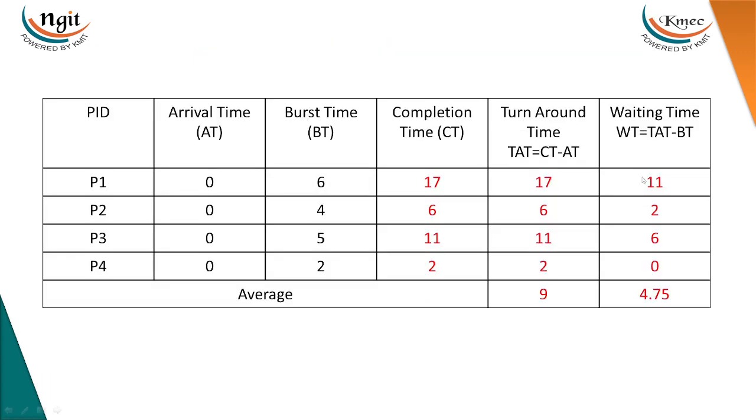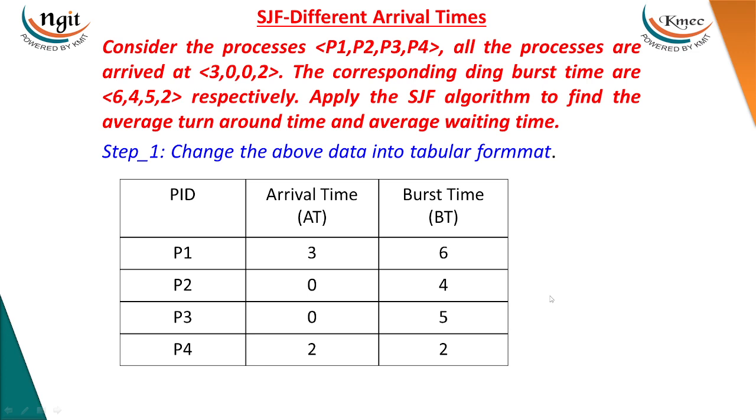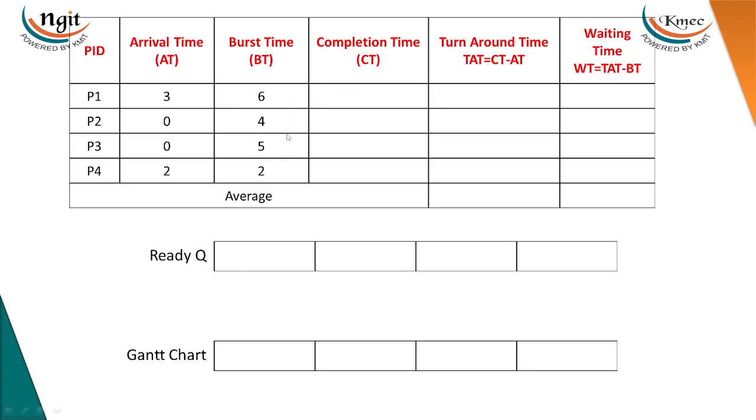Let us go for case 2, where you can find the clear numbers. Case 2 has different arrival times. Now look at here. After step 1, this will be our table.